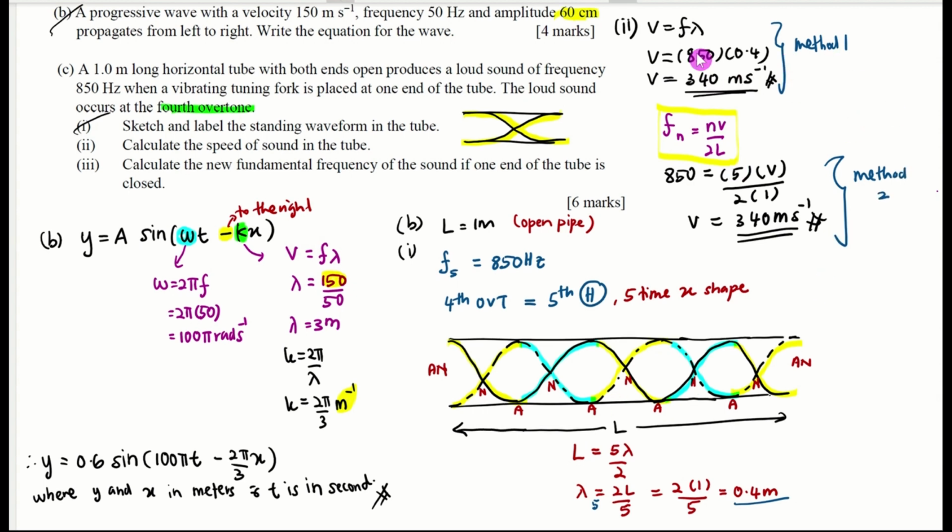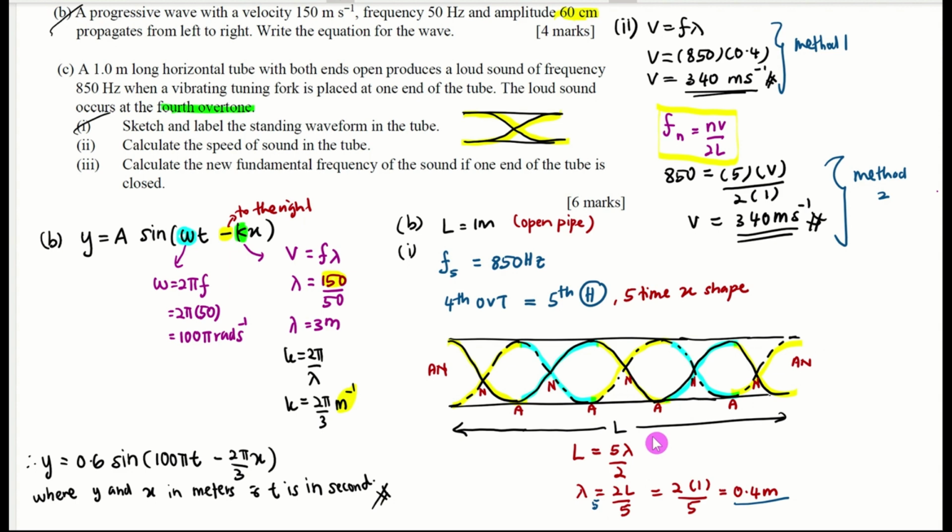Cumanya kalau you nak guna method yang pertama tadi, V equal to F lambda, make sure you find first what is lambda. Okay, awak kena tahulah L is equal to 5 lambda over 2. 1 wavelength, 2 wavelength, and tambah lagi half, 2.5 wavelength. Sebab yang kuning ni separuh. Tambah lagi separuh jadi 1. Ini pun separuh. Tambah lagi separuh 2. Tambah lagi separuh tu maksudnya dia adalah 2.5. L equal to 2.5 lambda. So kita tulis sebagai 5 lambda over 2.